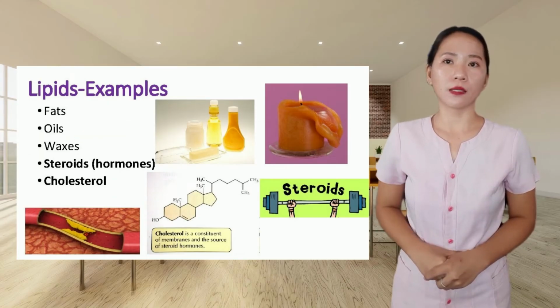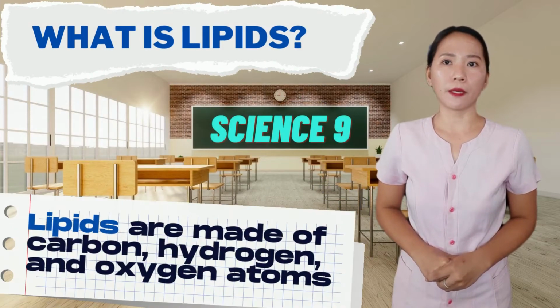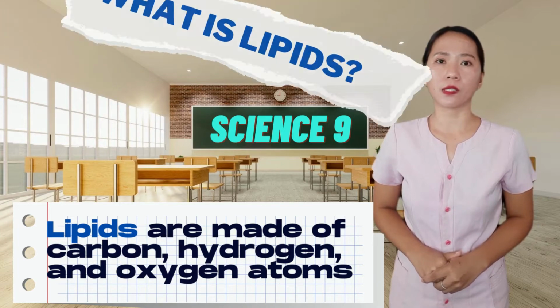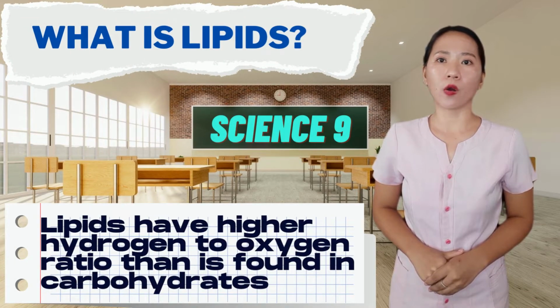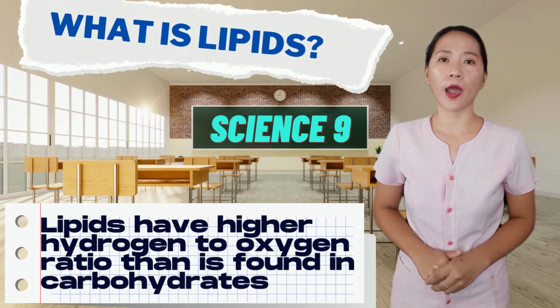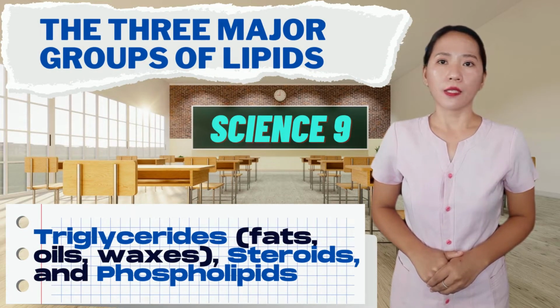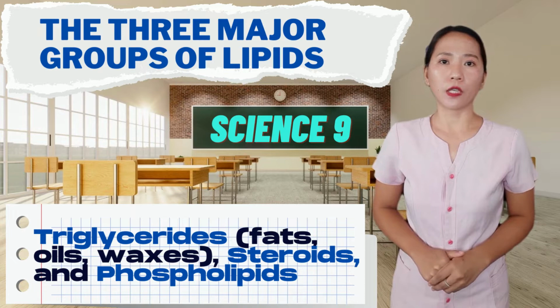Next, we will be discussing lipids. What are lipids? Lipids are made of carbon, hydrogen, and oxygen atoms. Lipids have a higher hydrogen to oxygen ratio than is found in carbohydrates. The three major groups of lipids are triglycerides. Examples are fats, oils, and waxes, steroids, and phospholipids.